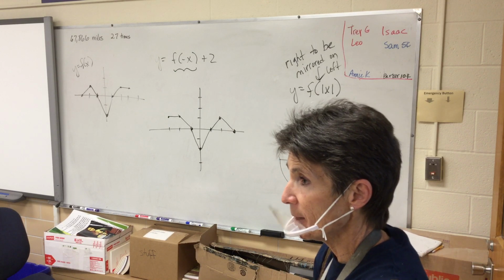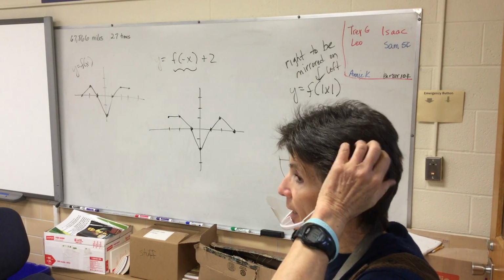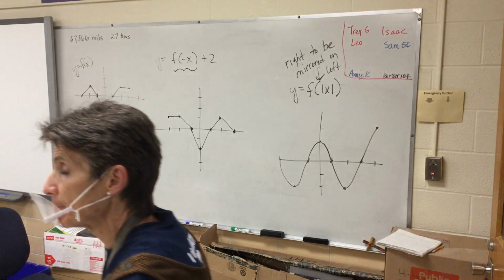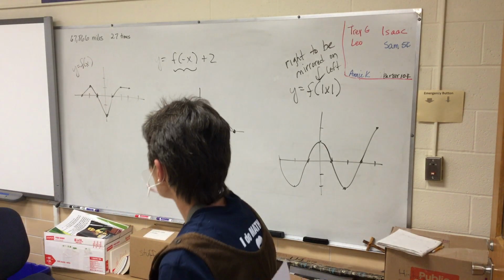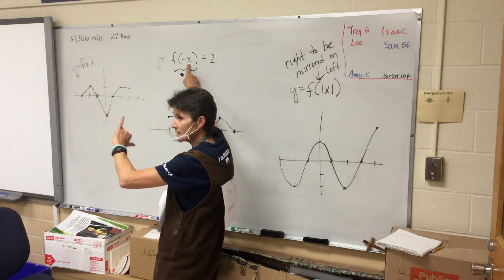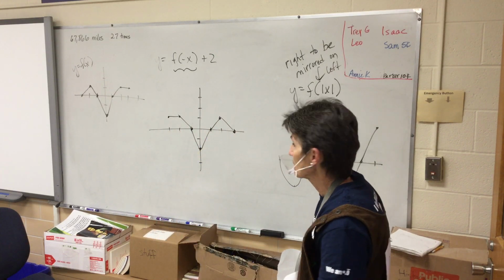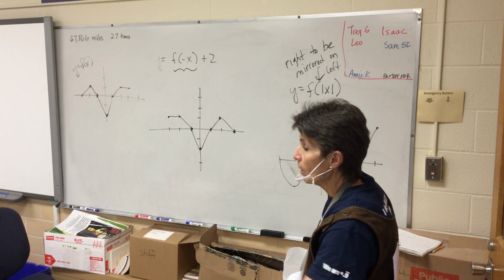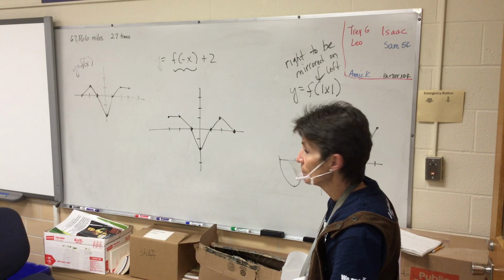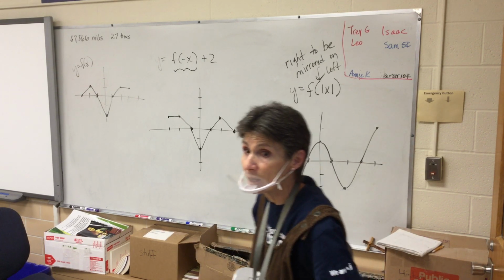Does that make sense to everybody? Okay. Jacob? So any part of the negative on the x flips you sideways. It's a sideways reflection across the y-axis. So what was on the left goes to the right, and what was on the right goes to the left. And the plus 2, haven't done that yet. But we should know what that plus 2 does.